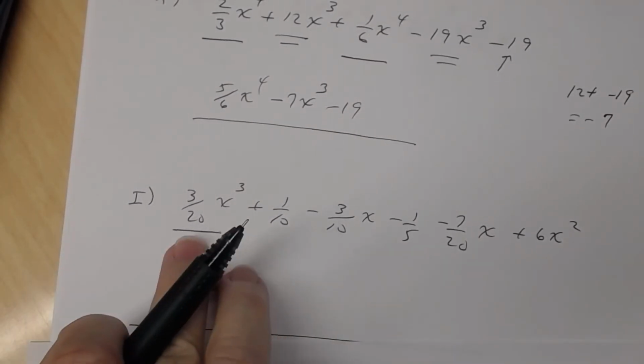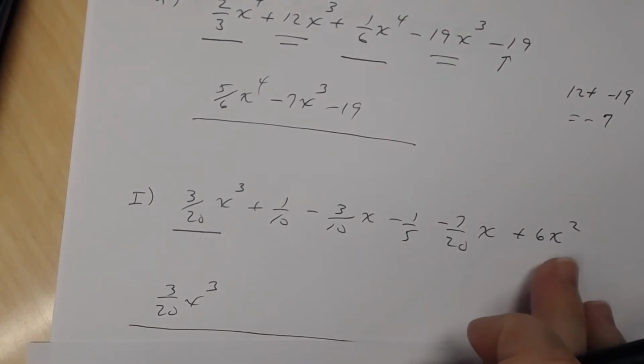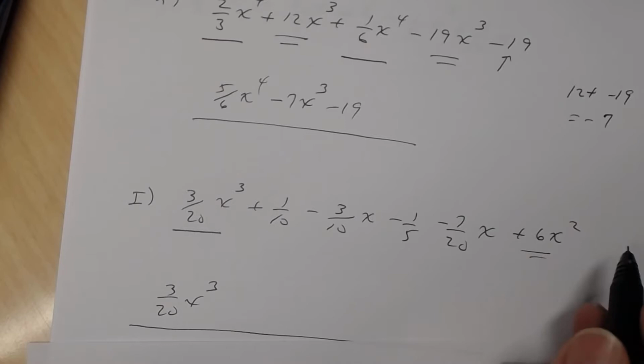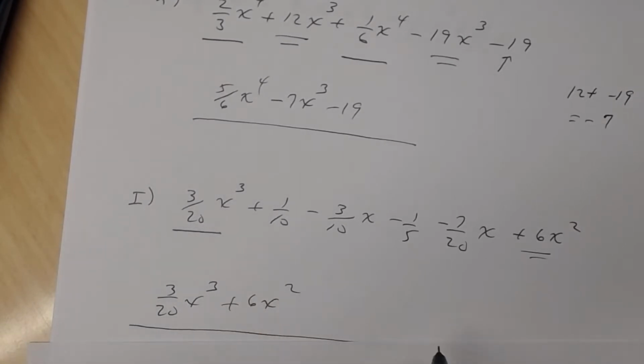Okay, so I can combine it with nothing else. There's no other x cubed listed. Then the next is x squared. All right, x squared. There's no other listed, so I'm just going to say plus 6x squared.